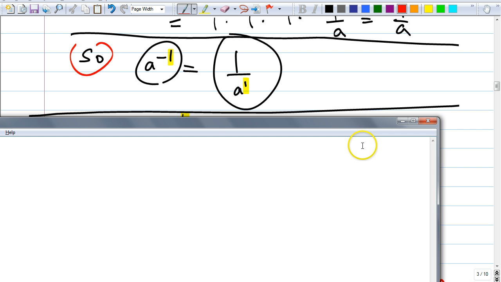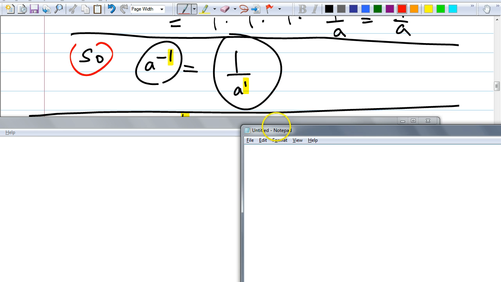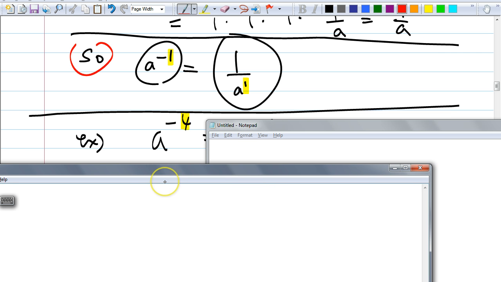Samuel, question? So do you see how a to the negative 1 power became 1 over a? I just showed it to you, right? Alright, let's see, what if somebody asks you, what if I had a to the negative 4? Anybody want to take a wild guess as to what this means? Christina, what do you think?